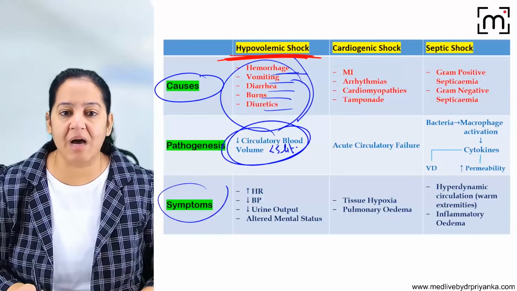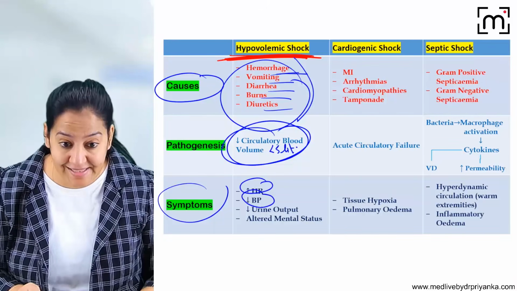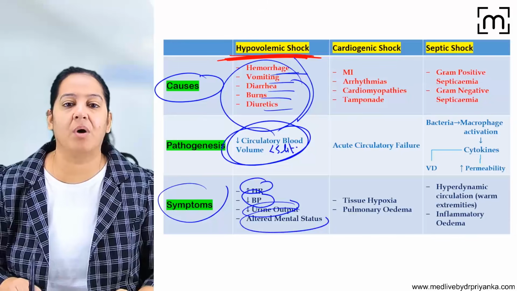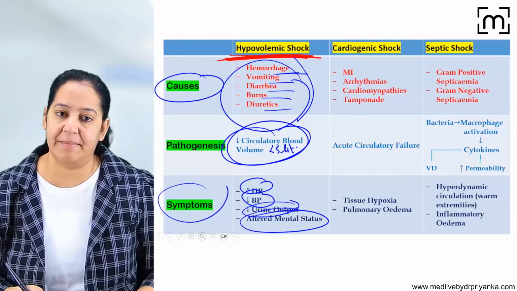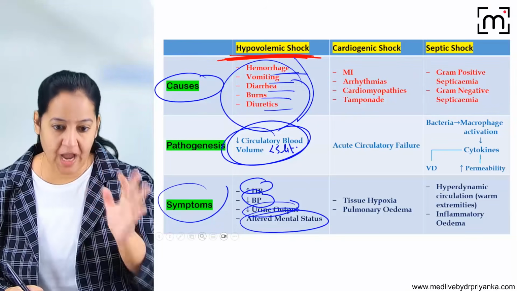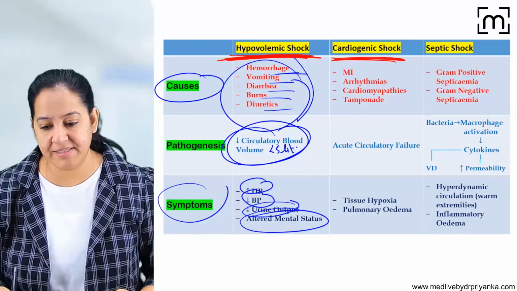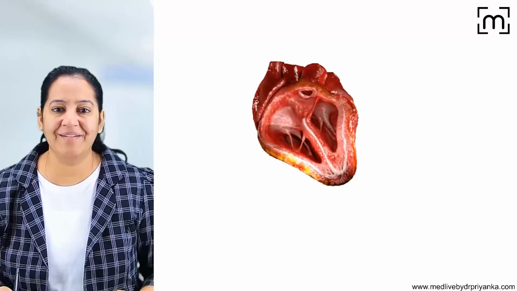Now in the symptoms, the heart rate is more. The blood pressure is less. The kidney is getting less blood, so less urine output. And the brain is also getting less blood, so altered mental status. So these are the things about hypovolemic shock. Let's start the next shock, the second type of shock, that is cardiogenic shock. What is the problem here in cardiogenic shock?